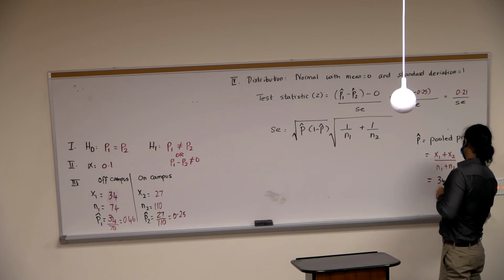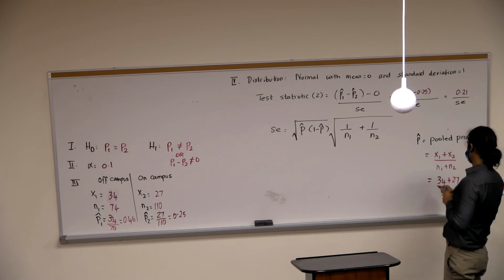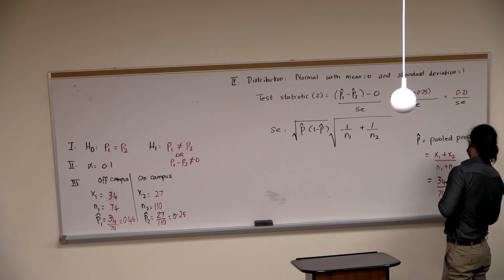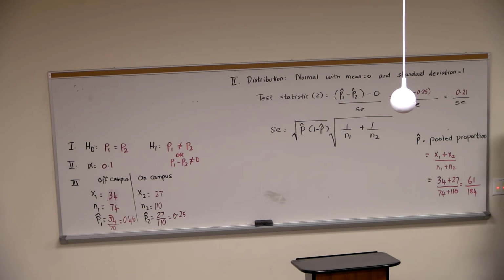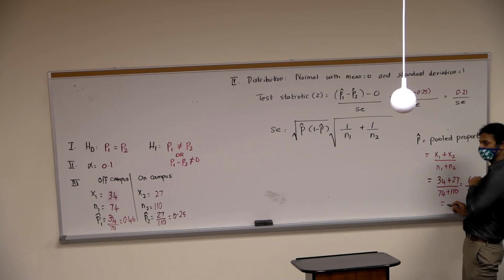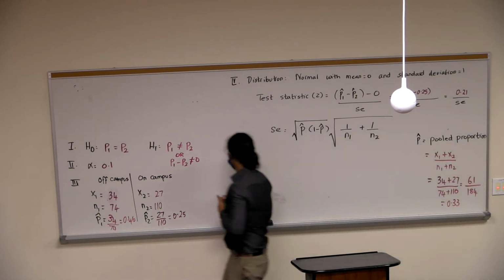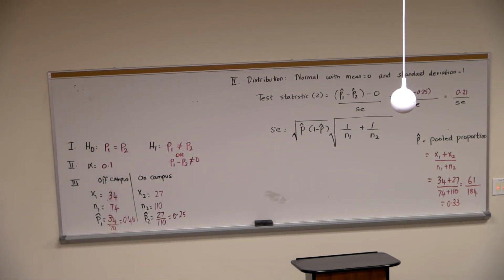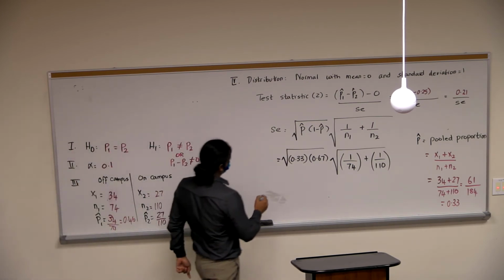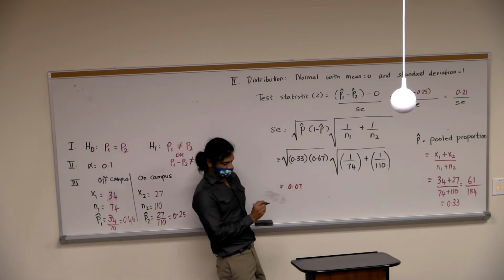x1 is 34, x2 is 27, so 61 over 184, and that is 0.33. How many decimal places? Two should be fine, because we are approximating anyways. So the standard error is 0.0707.